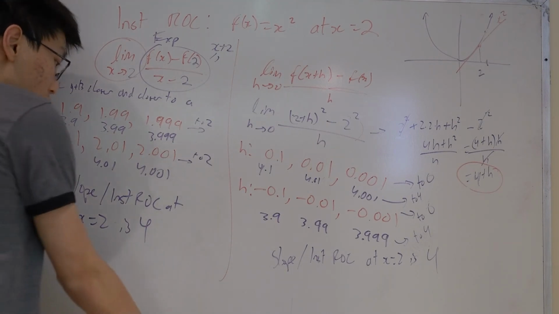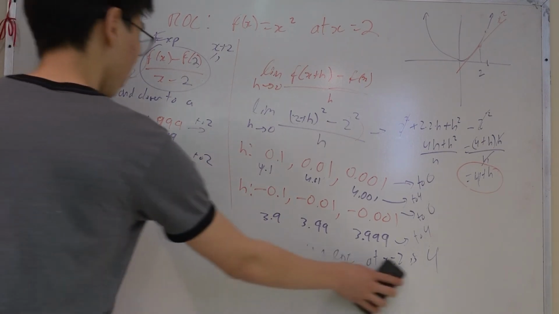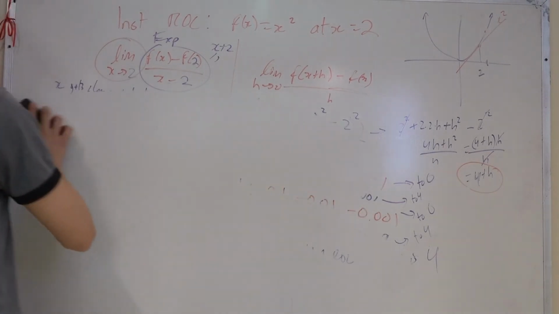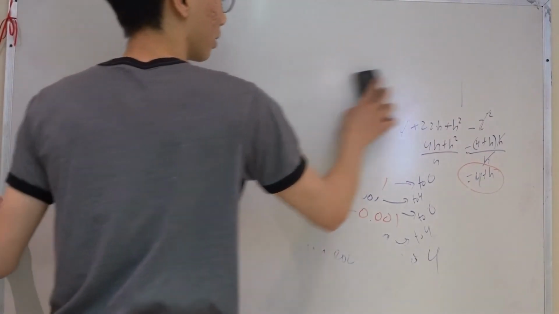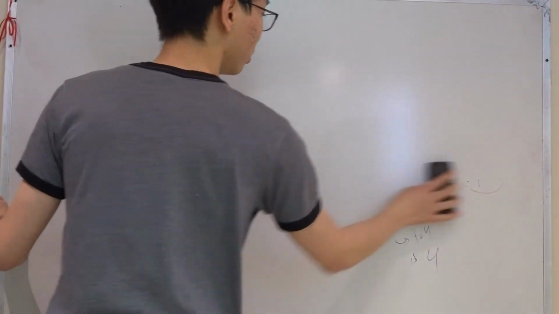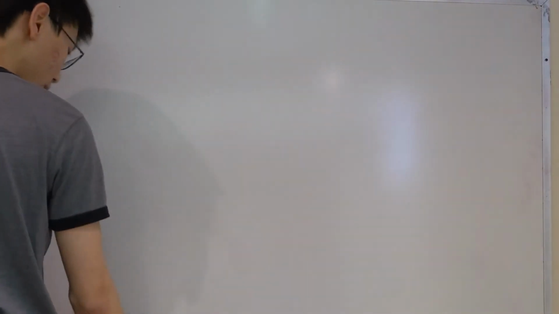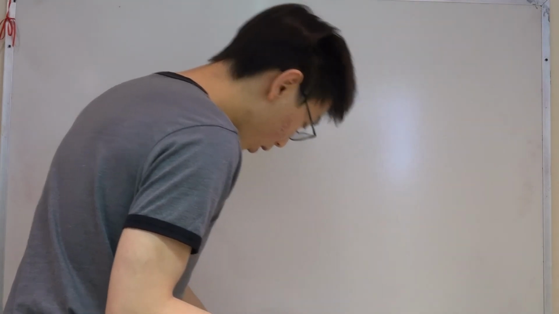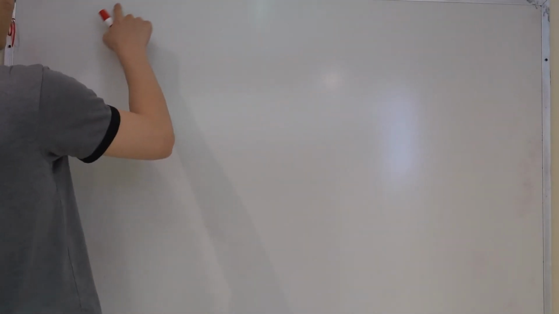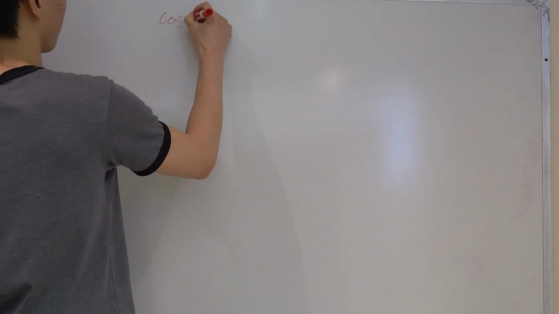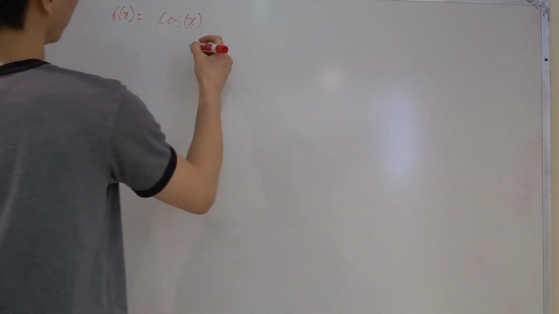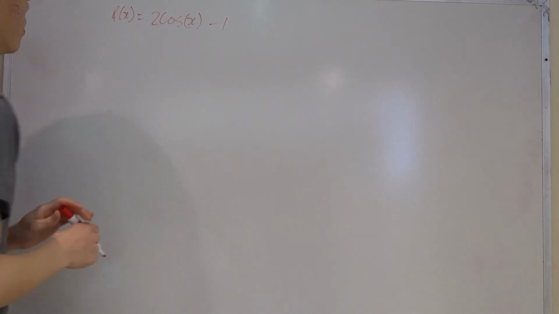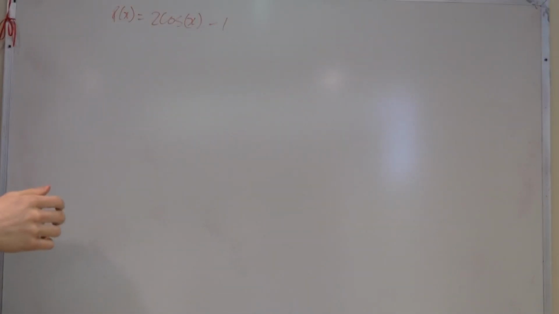Okay, so let's choose another example. Let's choose an example that's a little bit more complicated than x squared. I'm going to choose the function, we're going to pick f of x equals 2 cosine x minus 1. Alright, so here's the problem now.